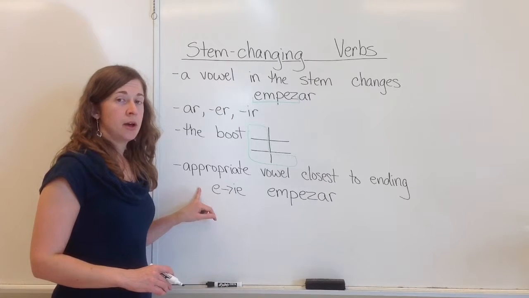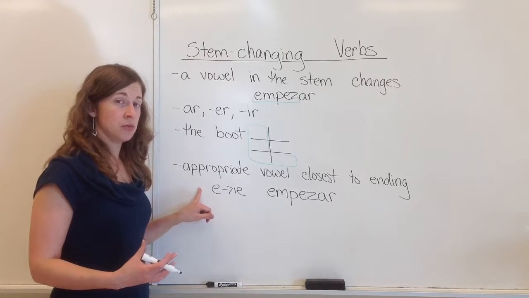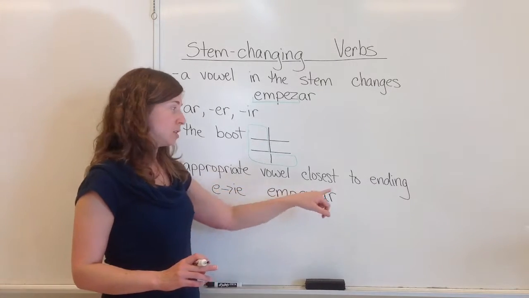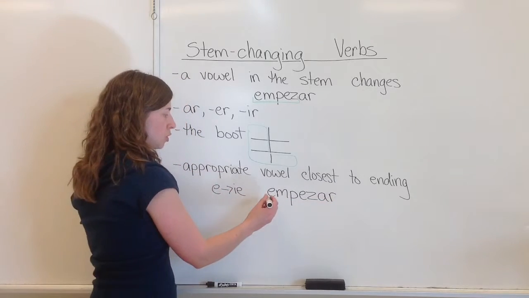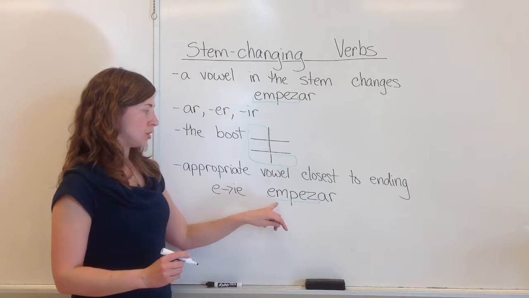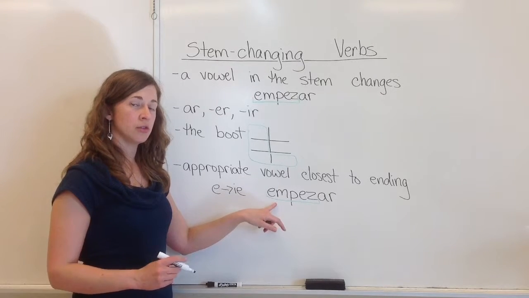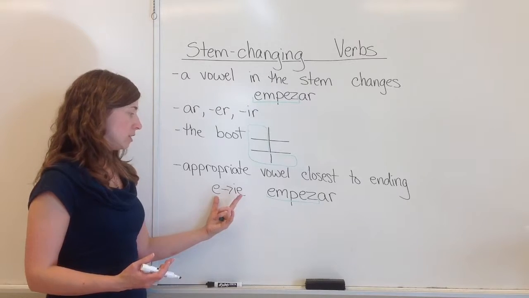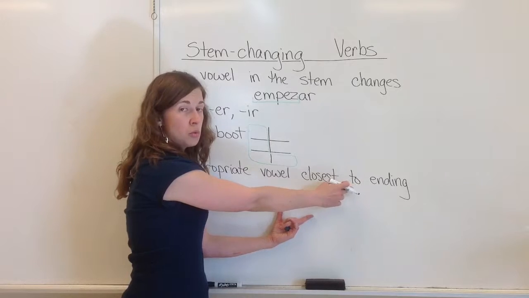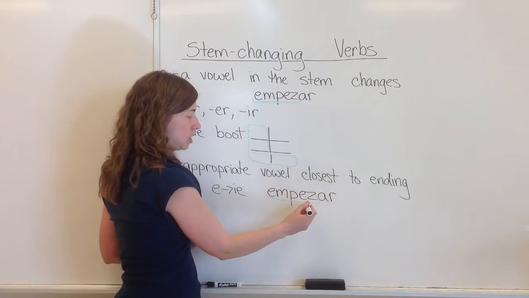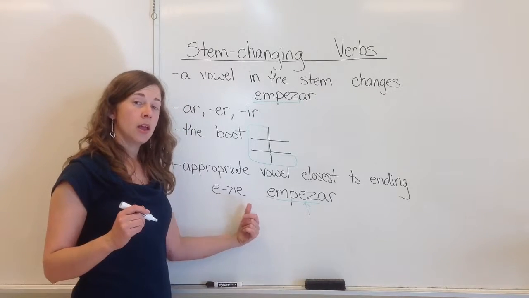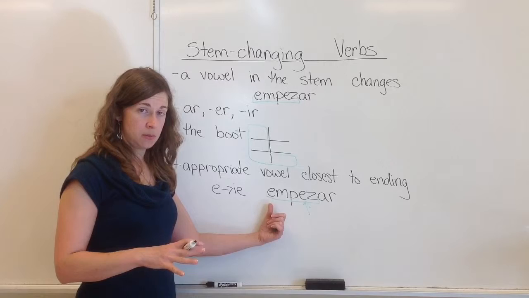The last thing to keep in mind is if you have an option of vowels, you need to stem change the appropriate vowel that is closest to the ending. So for empezar, we take a look at our stem. There are two E's in the verb empezar, and the stem changes E to IE. So to choose between the two, we choose the one closest to the ending. So this E will change to an IE, and this E will always be an E.